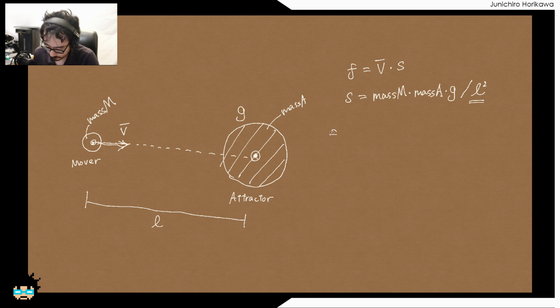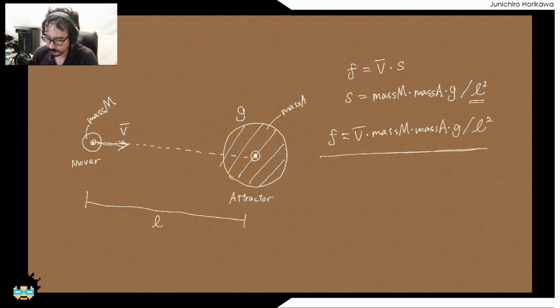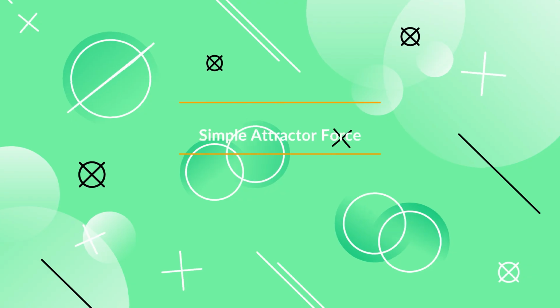And you can say F is equal to the gravitational coefficient multiplied by mass M multiplied by mass A multiplied by G divided by L squared. Okay, so these are the equations that we're going to use in order to calculate the attractor force. Simple as it is. Let's try to implement it using VEX.